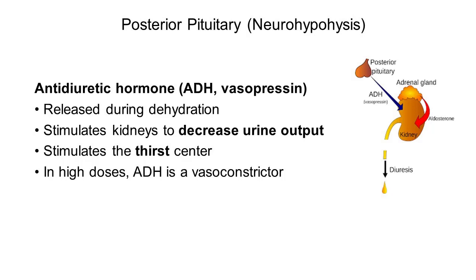So, this is released from the posterior pituitary when you're dehydrated. Your kidneys don't need to make its normal amount of urine if you're dehydrated. And you typically don't. But when you're dehydrated, your urine gets really, really dark yellow. Your urine, when you're fully hydrated, should be very, very pale yellow or even clear.